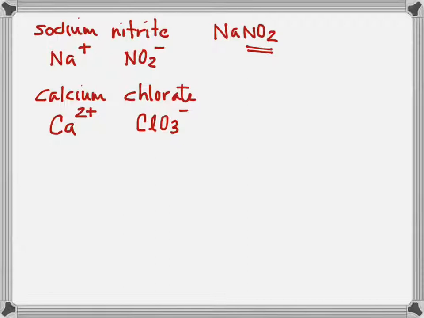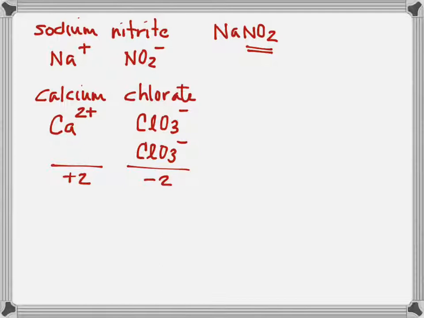So we look at these charges. We've got +2, we've got -1. Those don't add up to 0. We need another chlorate, don't we? If we had 2 chlorates, now we've got a total of -2 over here and +2 over here. Does that make sense?